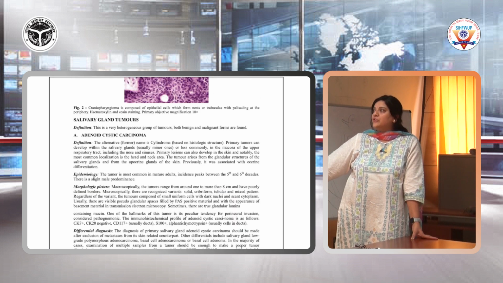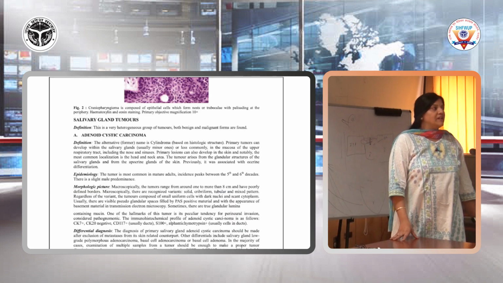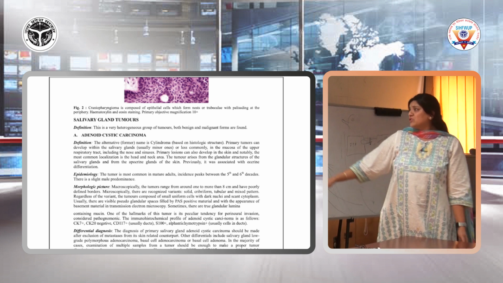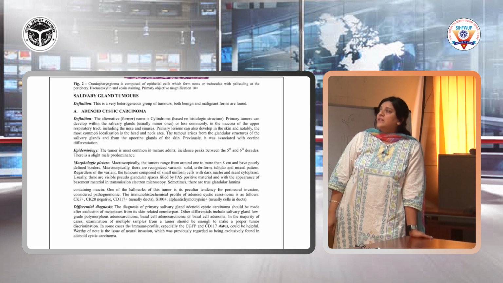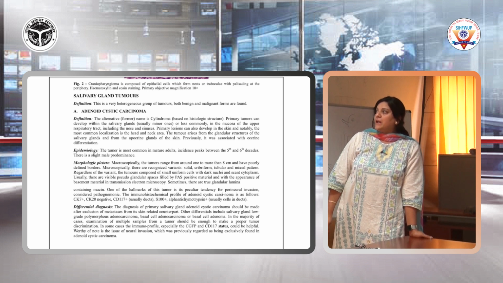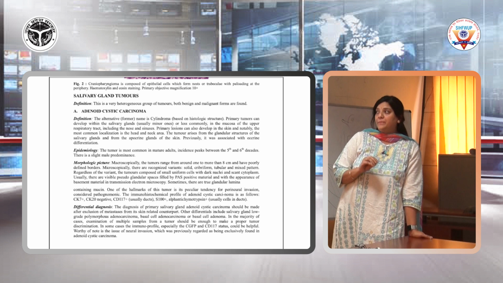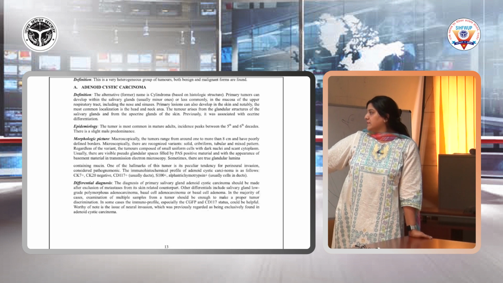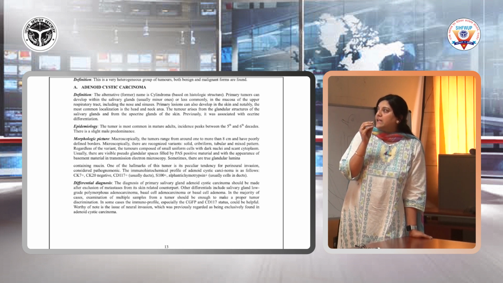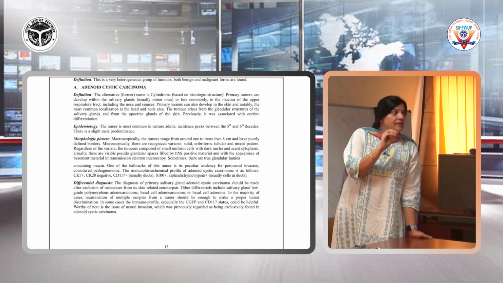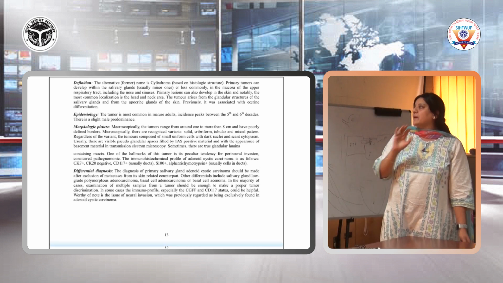Coming to the salivary gland tumors, now they can be benign as well as malignant forms. The most common is adenoid cystic carcinoma. Now it is also known as cylindroma. Primary tumors can develop within the salivary glands or less commonly in the mucosa of upper respiratory tract, including nose and sinuses. Most commonly found in the 5th and 6th decades. The most common variants macroscopically as well as microscopically are solid, cribriform, tubular and mixed pattern.